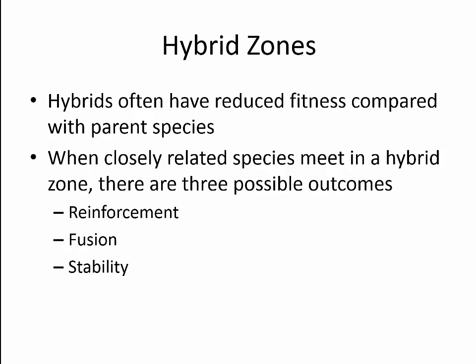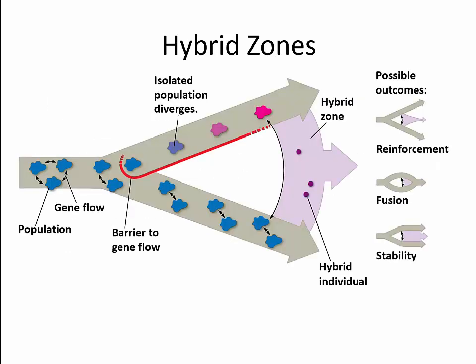When closely related species meet in a hybrid zone, there are three possible outcomes. First, you could have reinforcement. Second, you could have fusion. And third, you could have stability. So here is a hybrid zone.